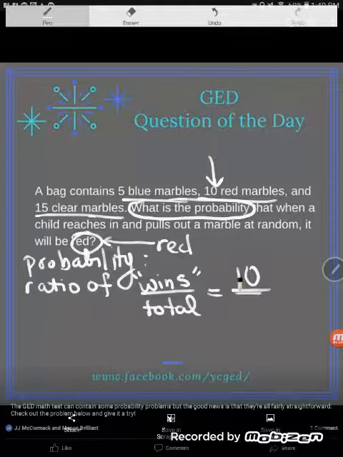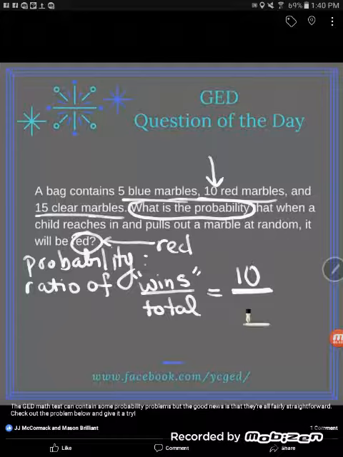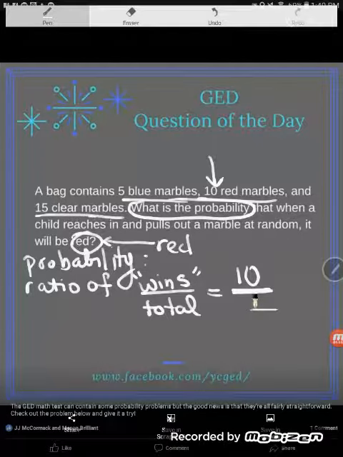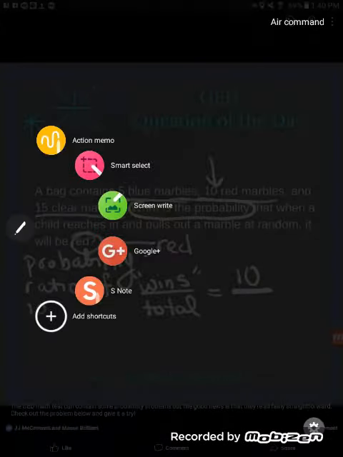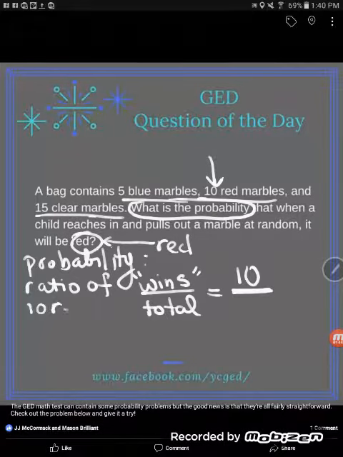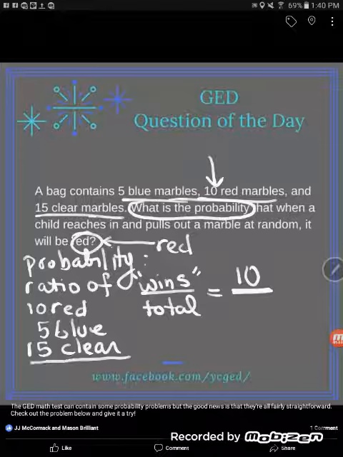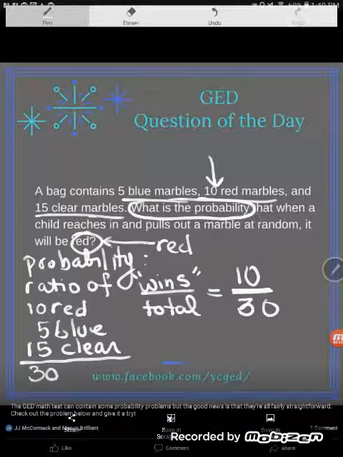But think of a fraction bar like the words "out of." 10 out of how many? Well, we need to know how many total marbles are in this bag. We weren't given this information, but we've got enough info to figure it out. If he's got 10 red, 5 blue, and 15 clear marbles, that is a total of 30 marbles. And so 10 out of 30 are red. So the probability that he's going to pull a red is 10 out of 30.